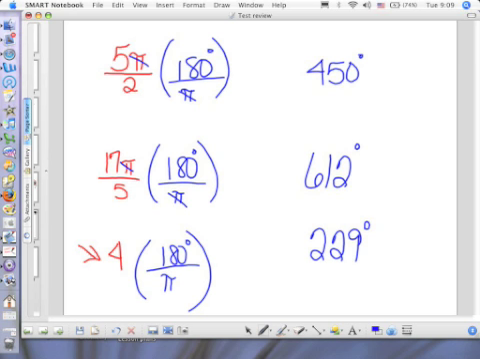4 times 180 divided by pi. Now, divide that by pi. Okay, you didn't finish it off.